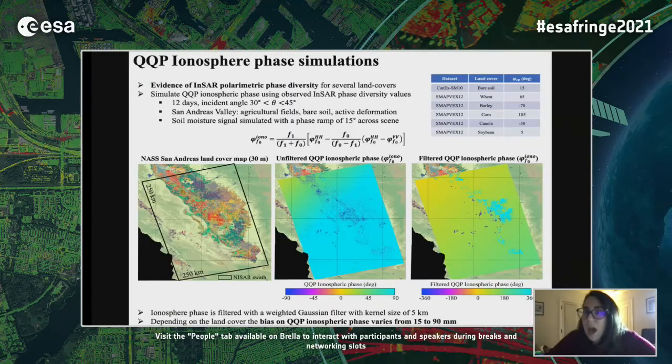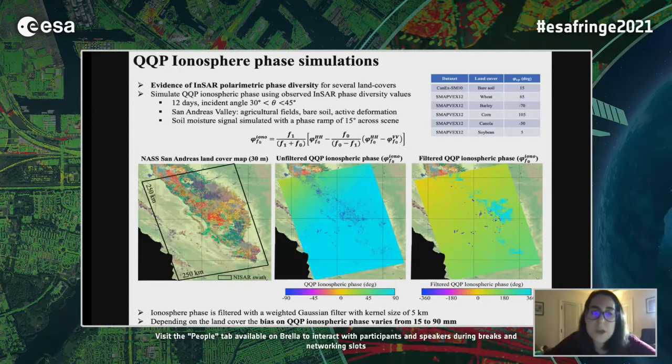So we see polarimetric discrepancies in SAR interferograms, and we want to understand what their impact is on the QQP ionospheric phase estimation. To do so, we consider an area over the San Andreas Valley of 250 by 250 kilometers, roughly the size of a NISAR swath, where we have knowledge of the crop type planted in this area. We assign for each field for which we have knowledge of the HH minus VV phase inconsistency the value that we observed during the SMAPVEX12 campaign, and that I reported here in this slide.